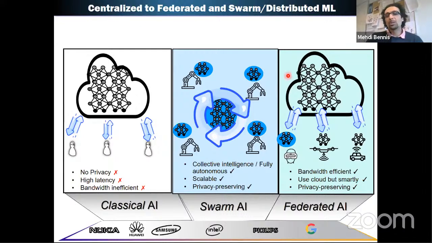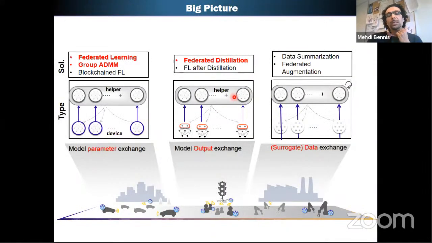And of course, you could get rid of Google or maybe the server and do this in a fully distributed manner. This is called swarm AI, but you can think of it also as fully distributed AI over wireless. And this actually is better than federated learning in the sense that it allows you to scale completely throughout the network.